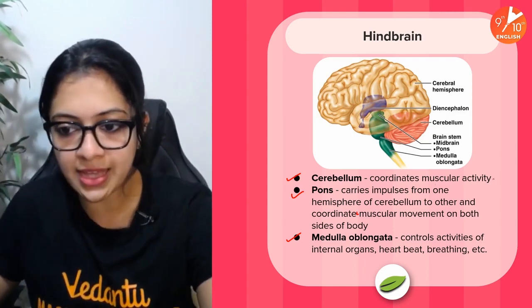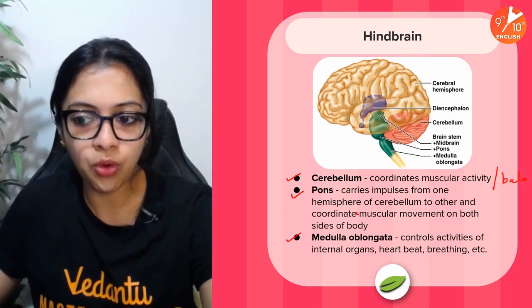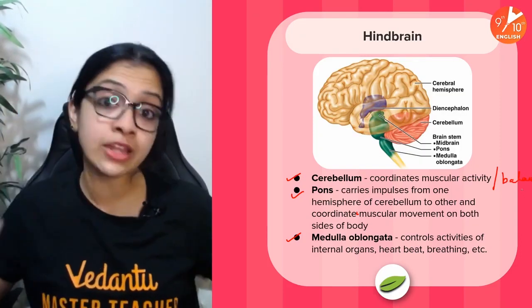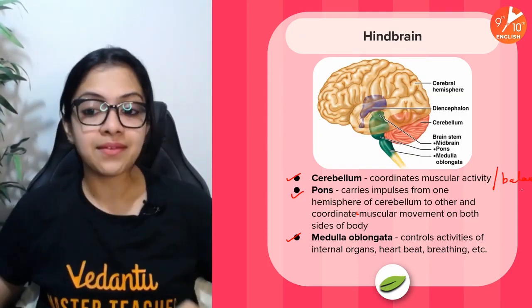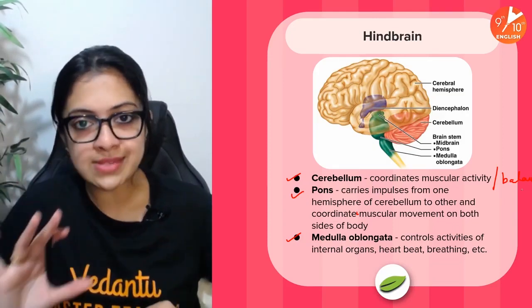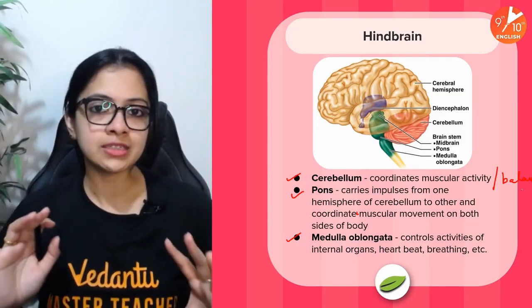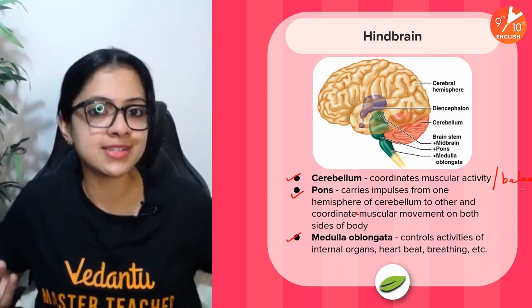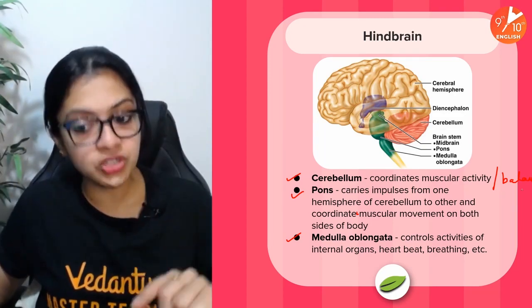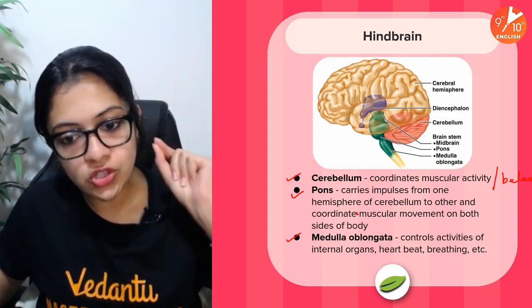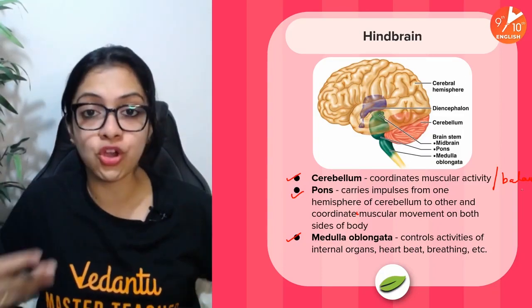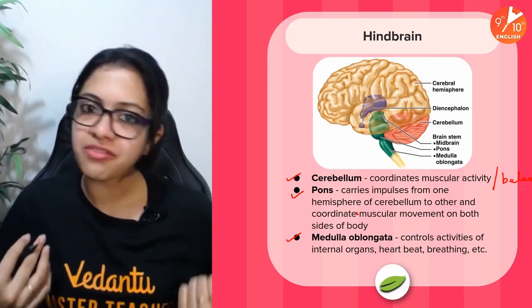Okay, so I'll just write that balance word here. It helps you balance when you cycle, helps you walk along a straight line and all of that. Pons carries impulses from one hemisphere of your cerebellum to the other, and this also coordinates a lot of muscular movement on either side of your body. And additionally, we can say that pons also helps your medulla control a lot of your breathing rate, respiratory rate.